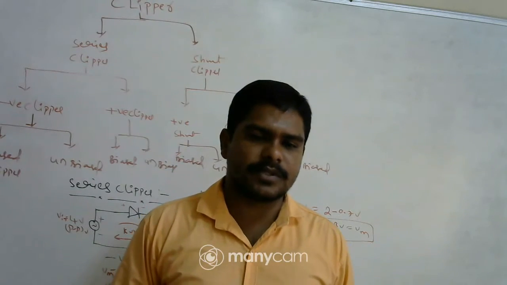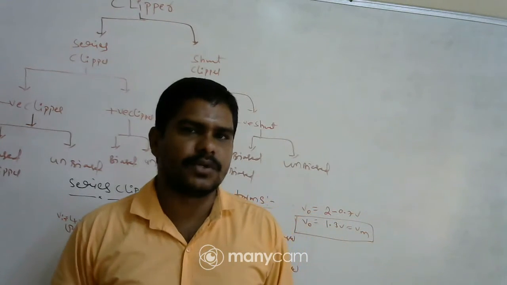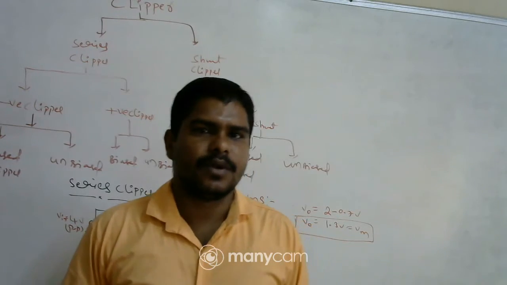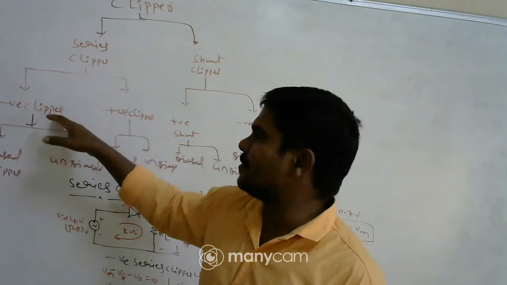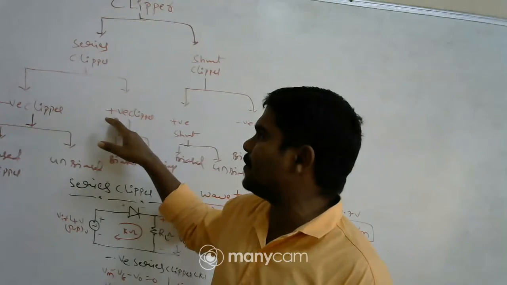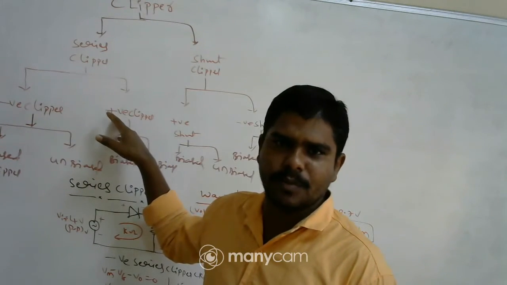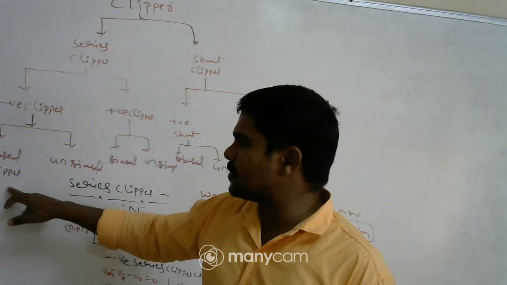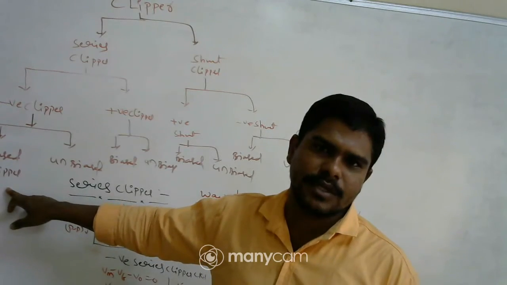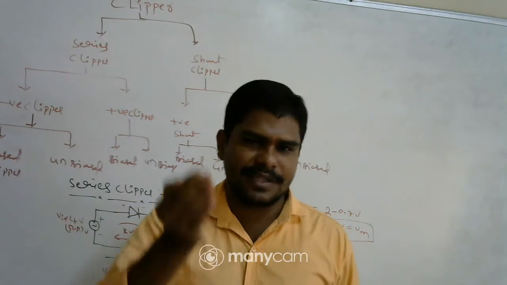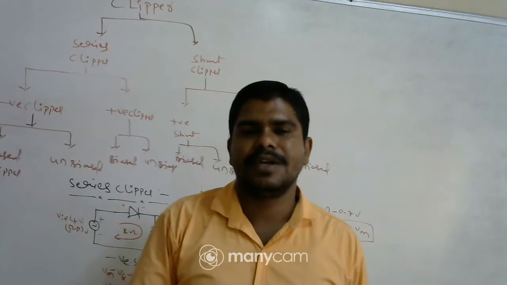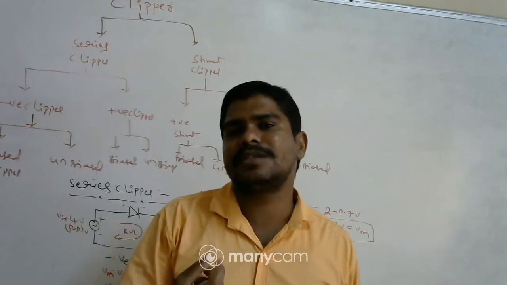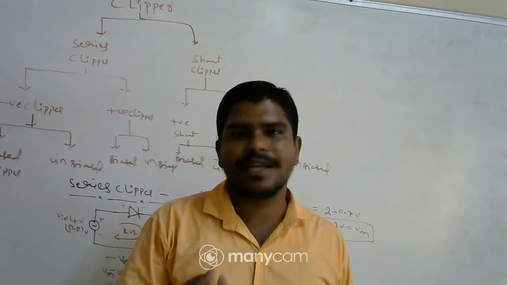Suppose your input signal is 10 volts. With only positive and negative clipper circuits, we can remove the positive part and the negative part. When you go to the bias clipper circuit, I want to remove 2 volts within the 10 volts input signal at the output terminal.